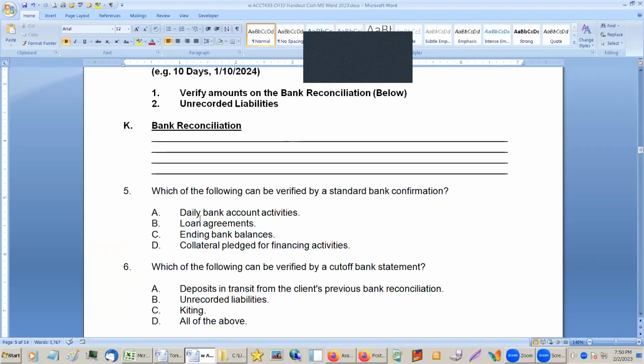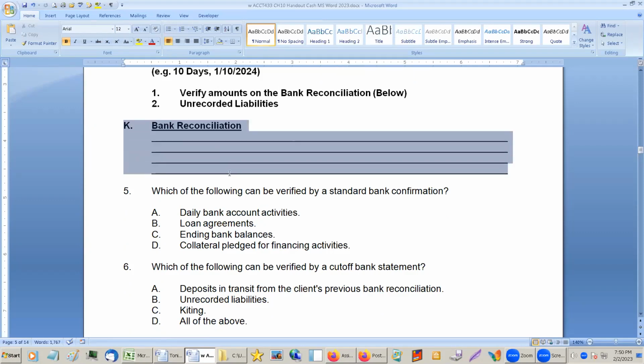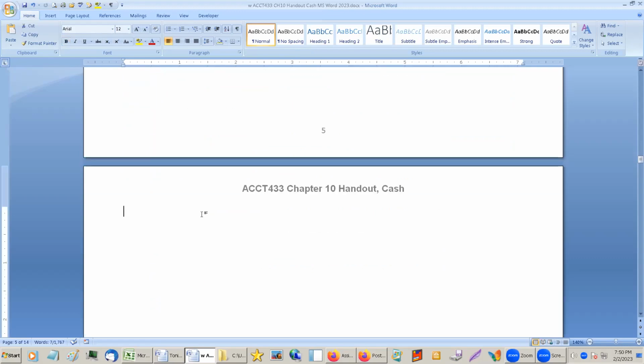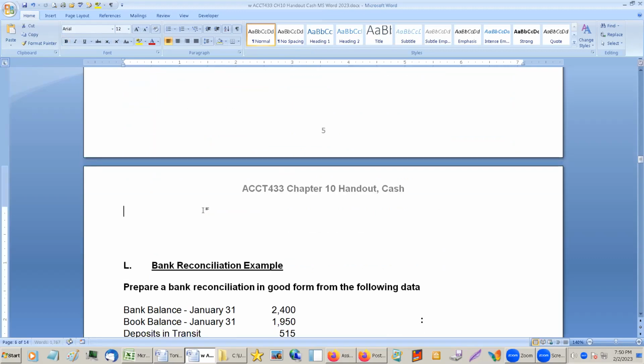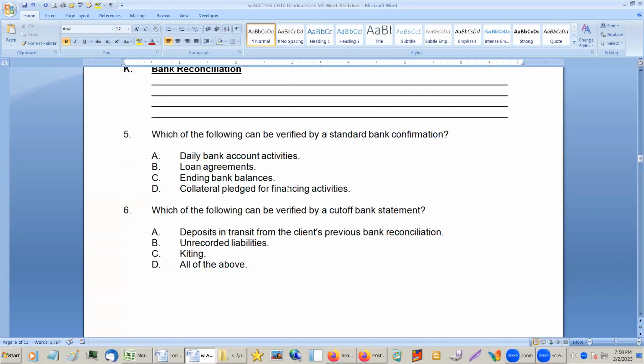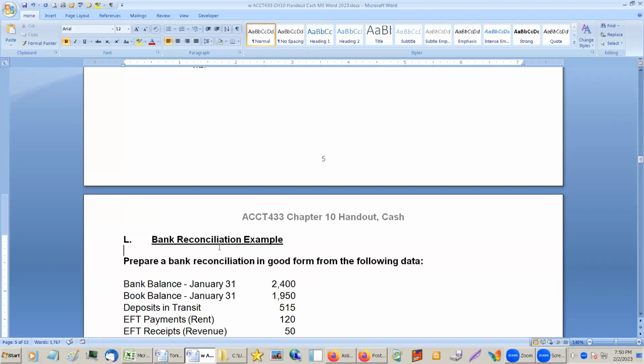Okay, bank reconciliation. I'm going to hold off on this, and not because I'm lazy. I am lazy, but that's not why. Because we're going to cover this extensively next class. We've got some bank reconciliations we're going to do. And by the way, bank reconciliations are one of those things that I can almost guarantee is going to be on the exam.